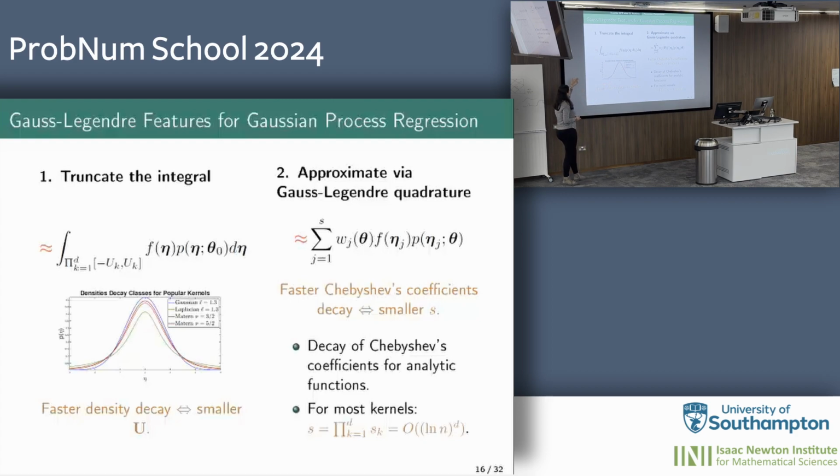So the question is, which parameter U do we need for this truncation? You can see in the example that for the Gaussian kernel, this one has the strongest decay among them all, right? But basically, the faster the density decays, the smaller the interval we will need in order to have more of this information.